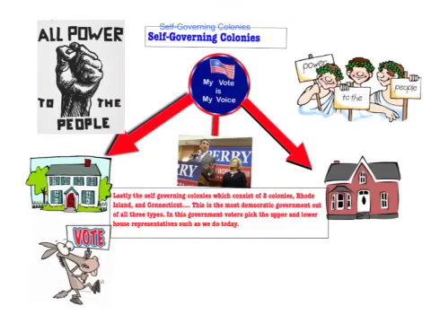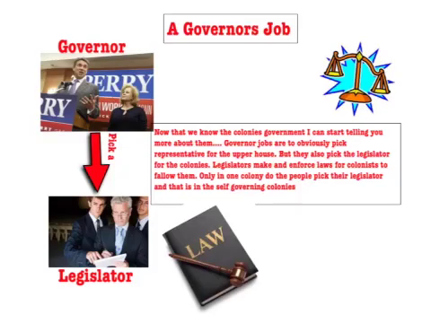In self-governing colonies, the voters had the most power. The voters would pick the governor. The voters would also pick the upper house representative and the lower house representative. This is the most democratic government that they had back then. Sadly, this only consisted of 2 colonies, Rhode Island and Connecticut.